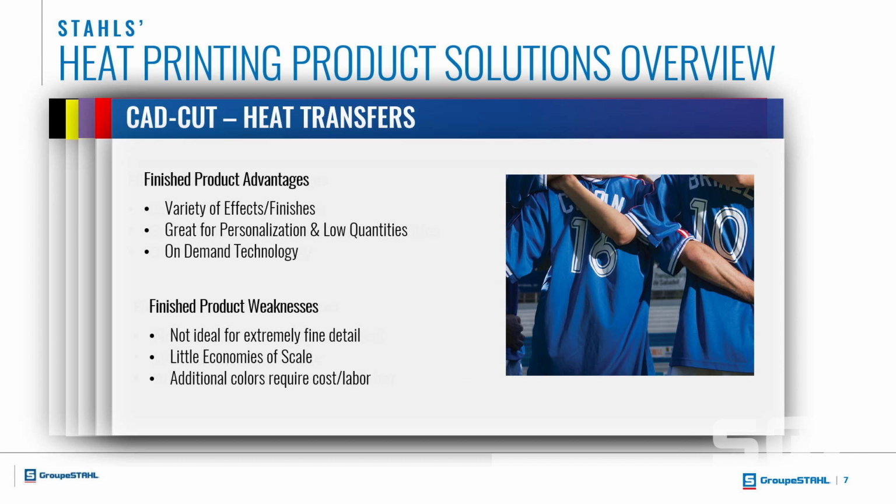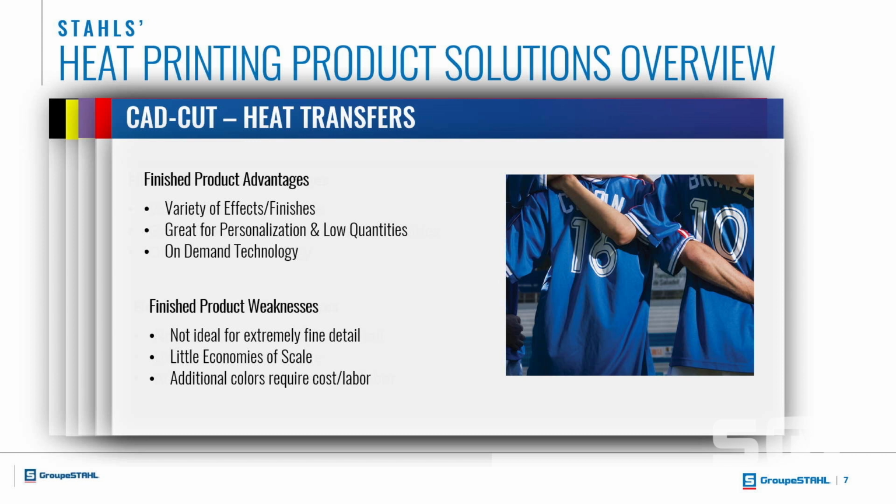One of the finished product advantages of CADCUT is that you can load it on a vinyl cutter and cut it on demand, or you can order it pre-cut from us. I can get a variety of effects and finishes like glitter, reflective and the chroma bling product. It's great for personalization, so I can cut as little as just one: a monogram, a hashtag, a player name and number. In low quantities, I can do a few pieces or 6 pieces cost effectively, and it's on demand. I can completely cut to order.